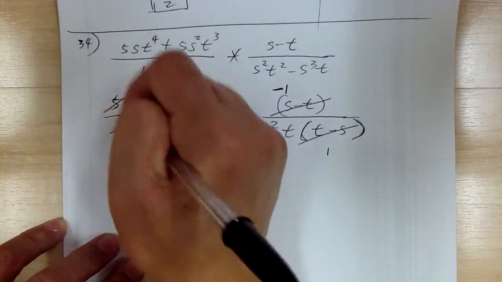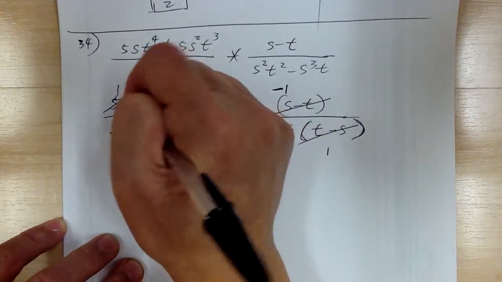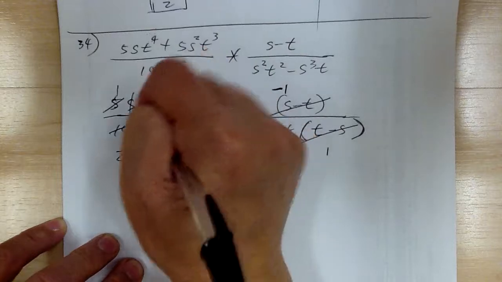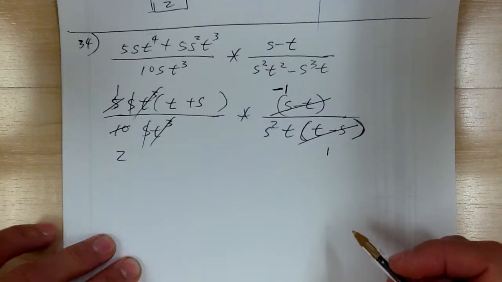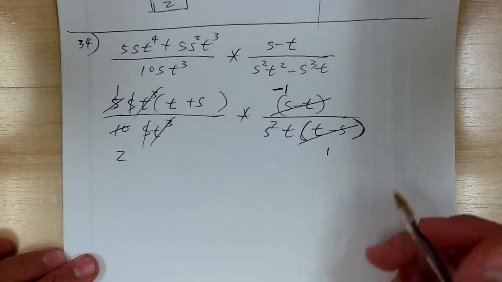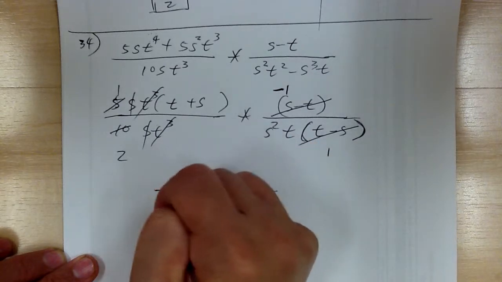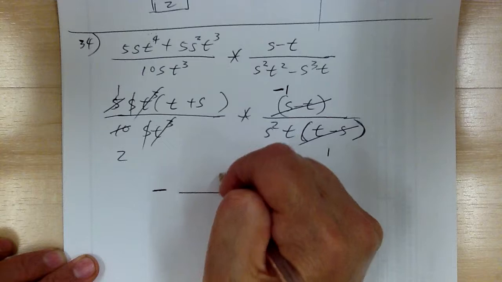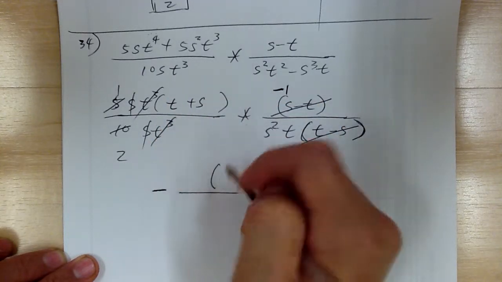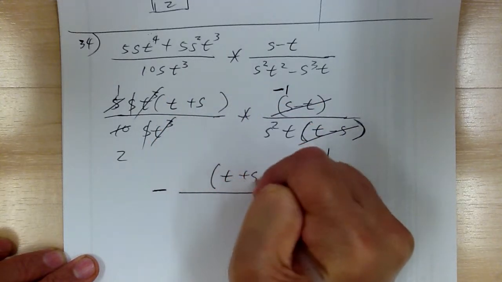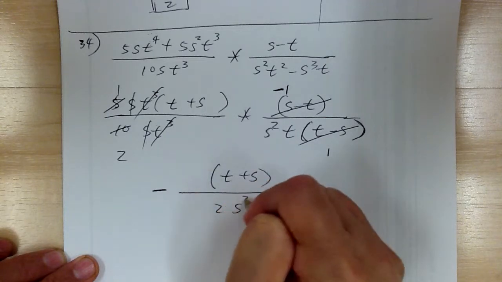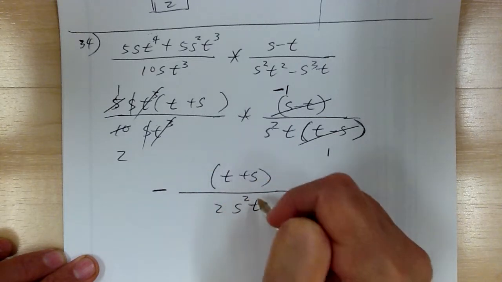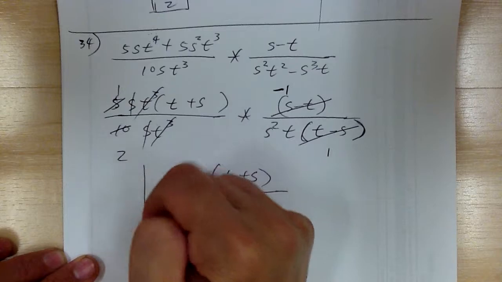5 and 10, you can cancel, you get 1 and 2. The s and s cancel out. T3 cancel out. And that's the only thing you have left. So now, you can put a negative. I like to, because of the grouping, I don't like to put it in front of that, so I'm going to just do that. Okay, and then after that, you're going to get t plus s over 2s squared t. And watch, that's a negative, right?